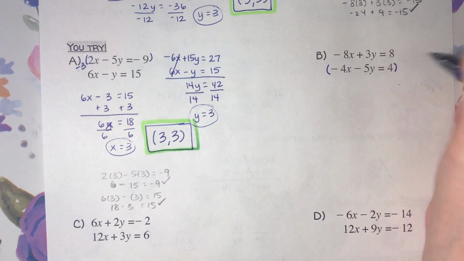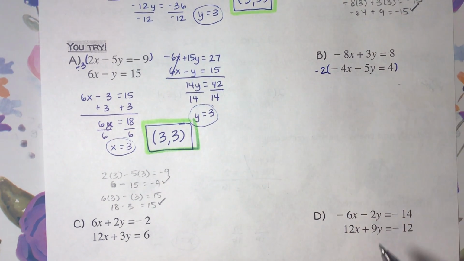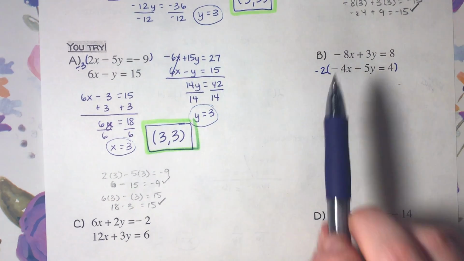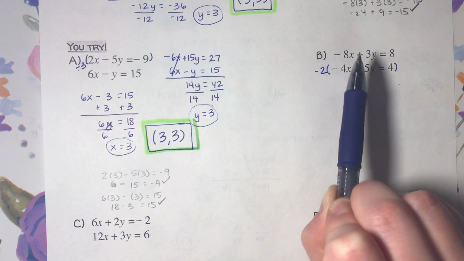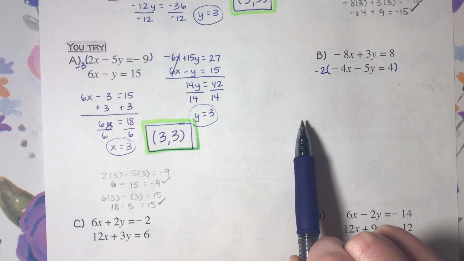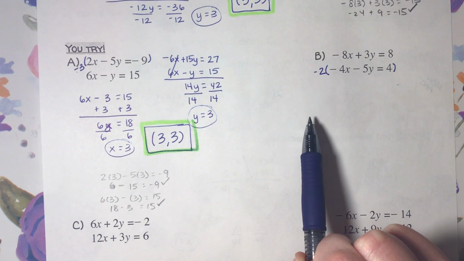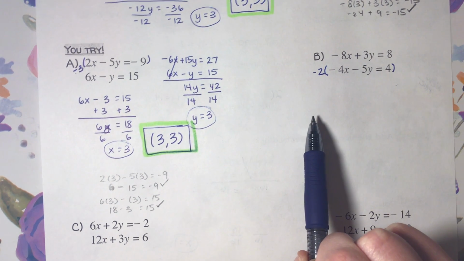I'm going to multiply the bottom equation by -2, because when I take a negative times a negative, that will get me a positive, and then this negative and positive will end up canceling each other out, which is what we want for the elimination method.